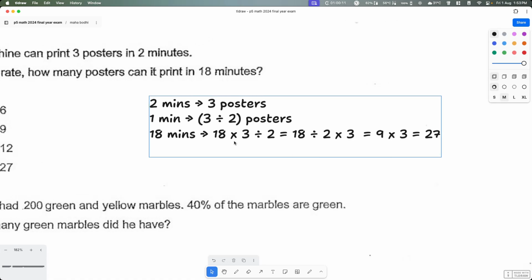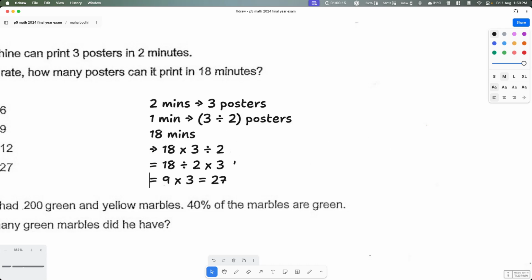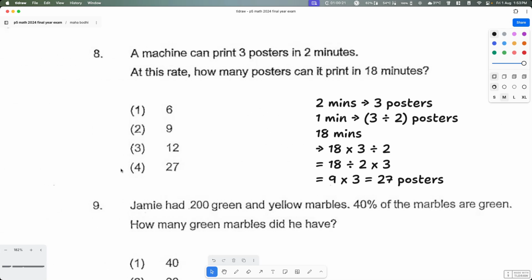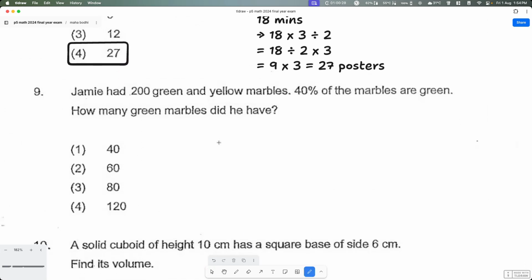There you go. So in this case I'll just put it like this so it's easier to see. All right, so 27 posters. So the answer to this is 27. Here you go, so option number 4. Okay, let's move on to question number 9.